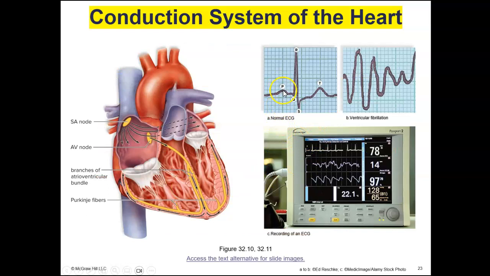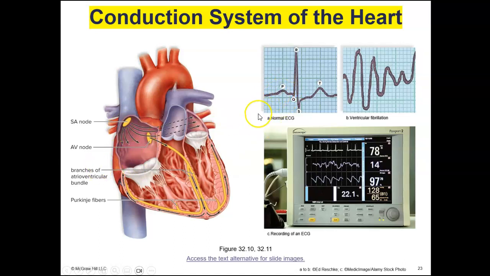So once you see the P wave, you know that the atria are about to contract and pump the last of the blood into the ventricles. Most of the blood in the atrium just enters the ventricles by the force of gravity, but the atria do pump blood into the ventricles too. So it's both of those actions that cause blood to leave the atria and enter the ventricles. Those atria are going to contract as soon as you see that P wave.